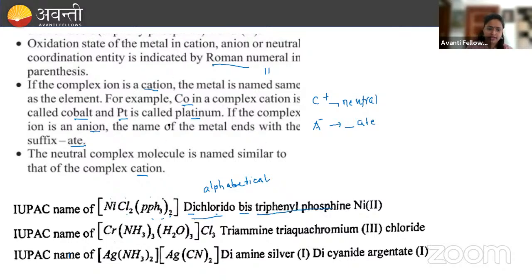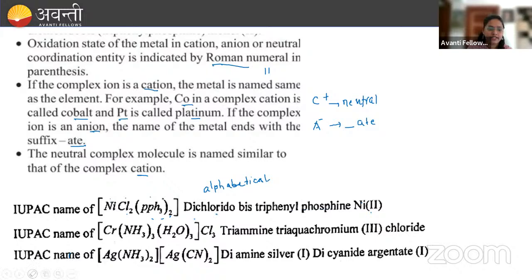Then what is next? We have to write down the cation, that is nickel, and you can work out its oxidation state, that is 2. How can you calculate the oxidation state? Do you know this? How to calculate the oxidation state of a given central metal atom? You know, right? Or do you need the explanation for that?